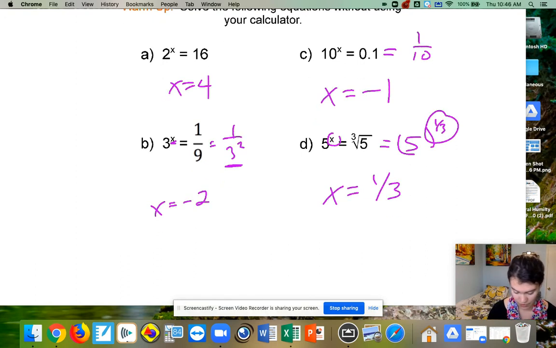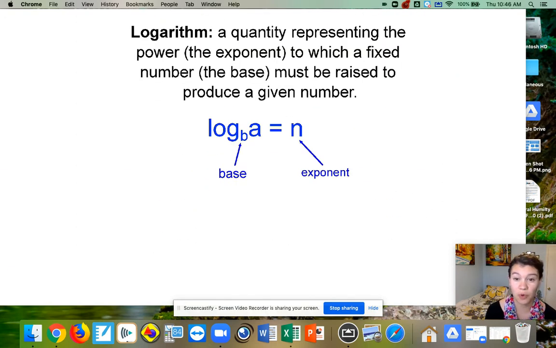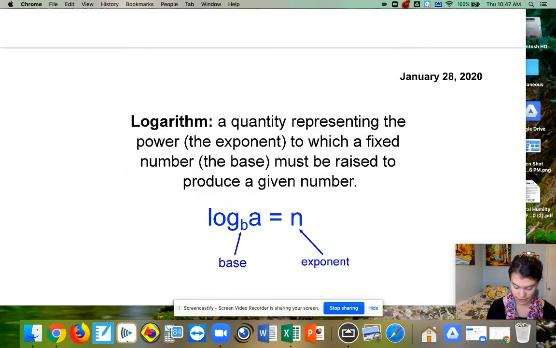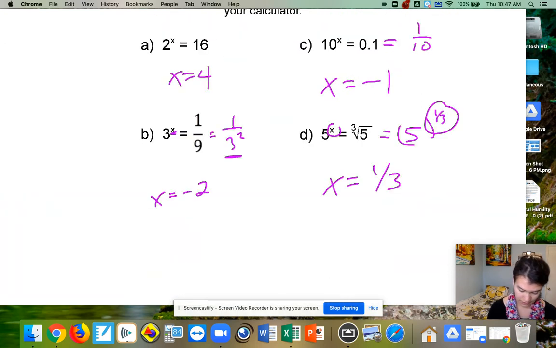Okay, so what is a logarithm? A logarithm is some quantity that represents the power of the exponent to which a fixed number, the base, must be raised to get a given number. So it's kind of like looking over here. Logarithm gives us these x's.